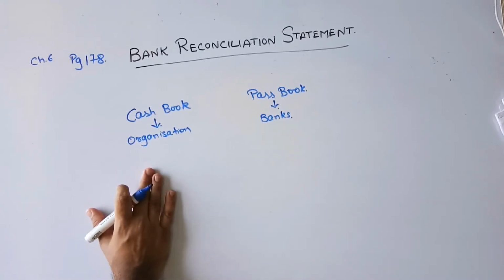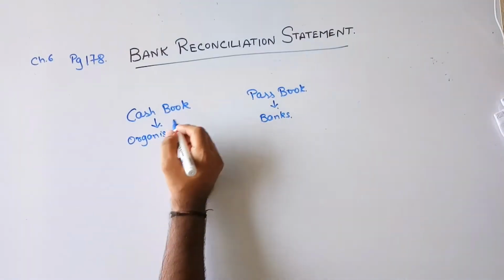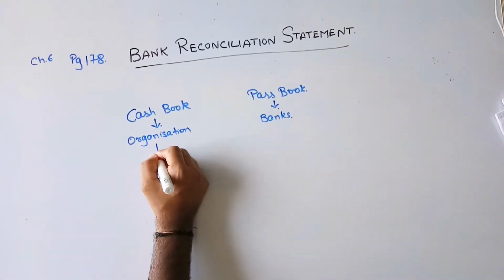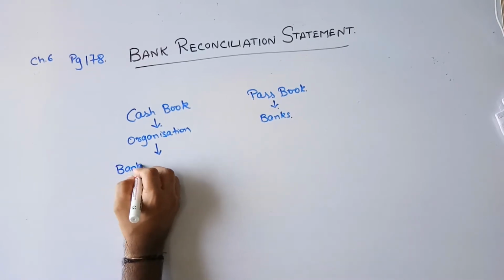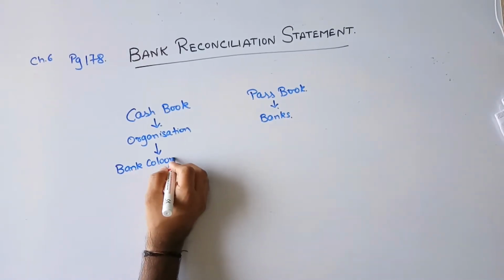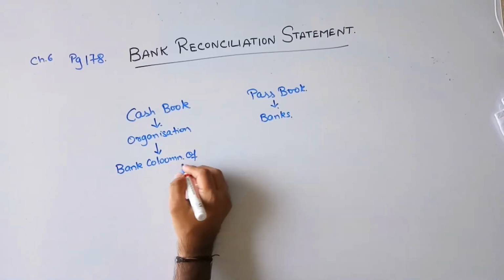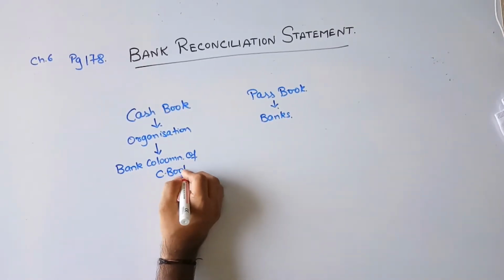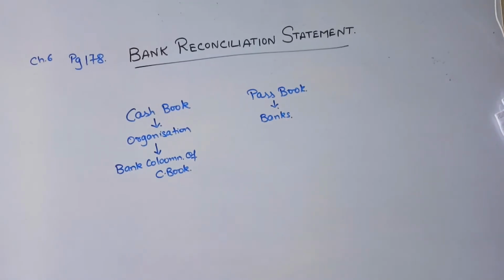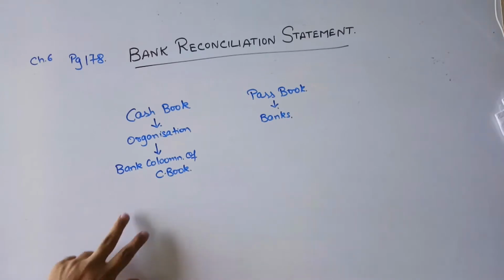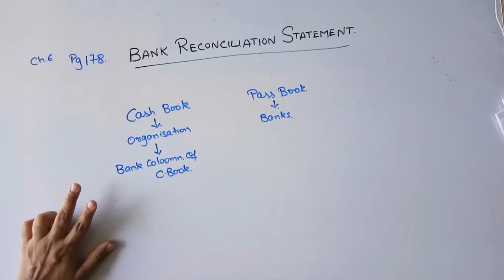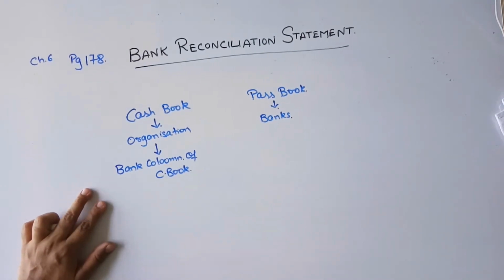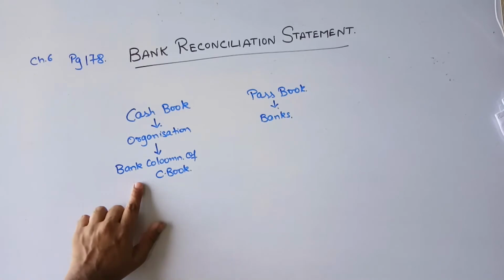Now one more thing. Understand that when I say cash book, we are referring to the bank column of the cash book. Remember we had done the double column cash book in the subsidiary books chapter. In the same way over here, out of the cash book, we are talking about the bank column. We are not considering the cash column. We have got nothing to do with the cash column. We are only concentrating on the bank column.